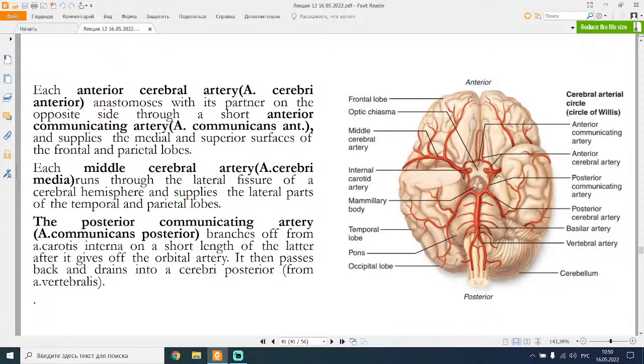You see the posterior communicating artery branching from the internal carotid artery to join the posterior cerebral artery. The posterior cerebral artery comes from arteria vertebralis. The vertebral arteries connect and form arteria basilaris.